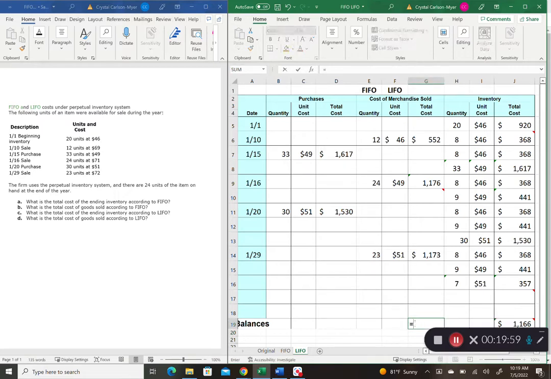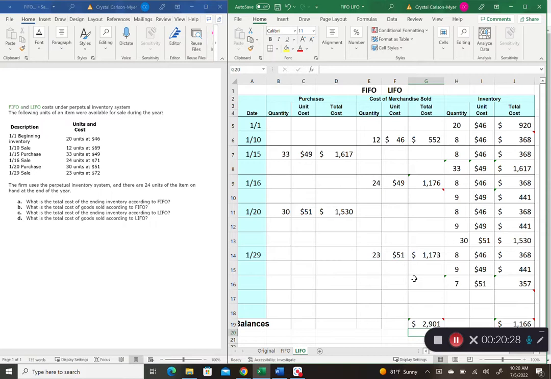In part D, what is the total cost of goods sold according to LIFO? They're wanting it for the entire month. I'm going to go ahead and sum it up. It'll be $2901 according to LIFO. So if they were just asking what is your cost of goods sold for January 16th, it would just be this $1166. If they were asking what it is for January 29th, it'd be $1173.